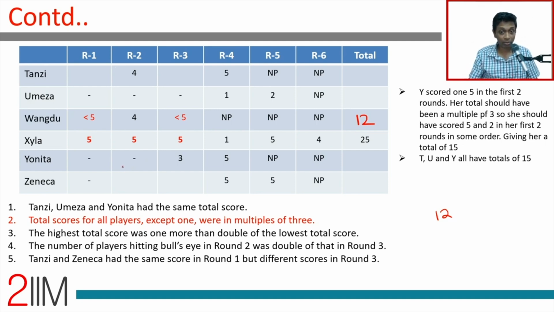Right? But we need them to be multiples of 3. So Yonita would be 13 plus 1 score. Tanzi would be 14 plus 1 score. Umeza would have 2 5s. 5 plus 5, 10. 10 plus 1, 11 plus 2, 13 plus 1 score. All three of them should be equal and should be a multiple of 3. It cannot be 18 because that missing score cannot be 5, or the total is 15.